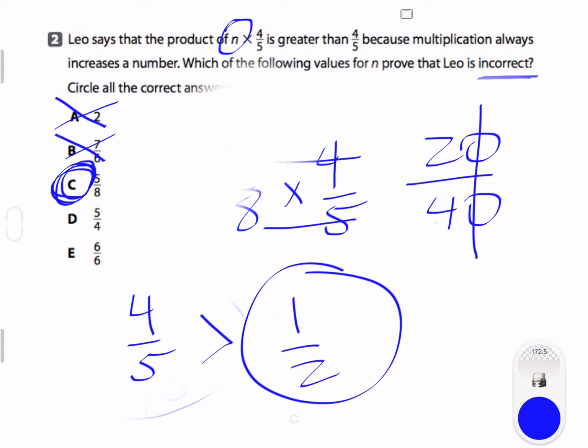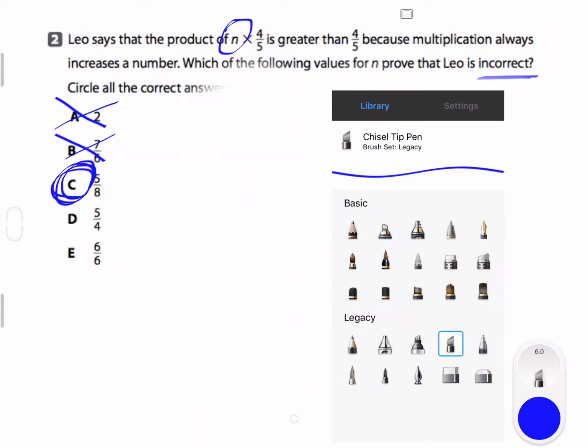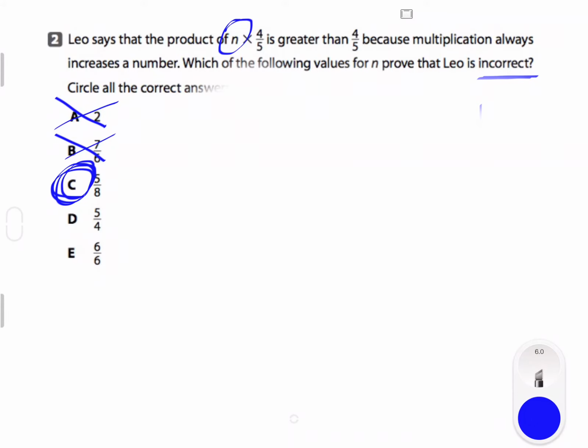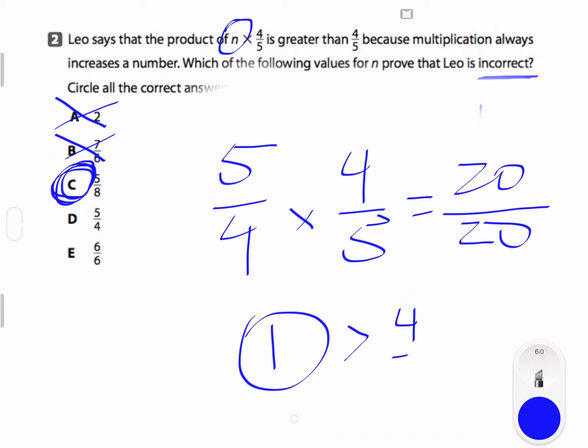We've only got 2 more to go. 5/4. So 5/4 times 4/5. 5/4, 4/5. And we get 20 over 20. Any number divided by itself is 1, and 1 is greater than 4/5. So we cannot circle letter D. Our product, the answer, got bigger, and that's not what we're looking for to answer this question.